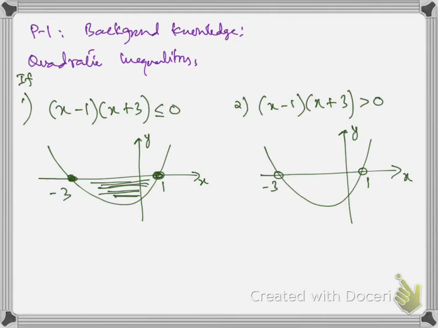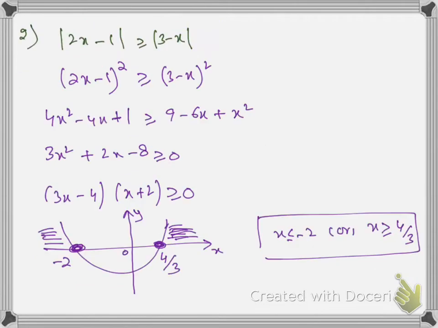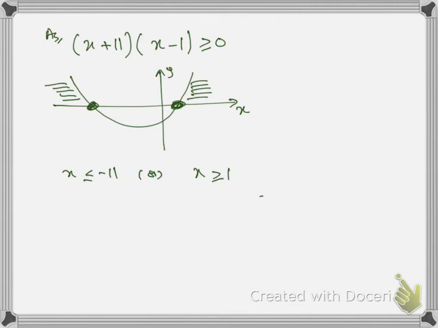This is the required region, and according to second inequality, the required region is above the origin, I mean these two are the required region, and according to this shading the solution of the inequality is -3 and 1, whereas the solution of the second inequality will be x less than -3 or x greater than 1. This was the background knowledge of P1, and we use this knowledge in this question, example number 2 and in example number 1.